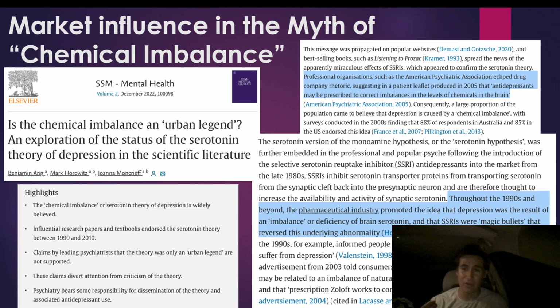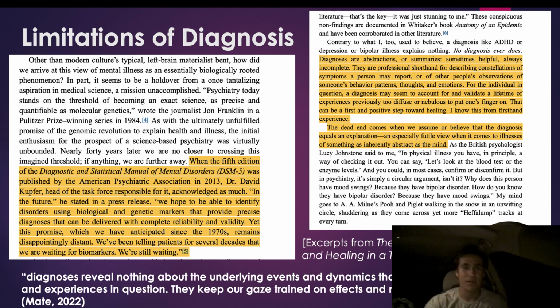But they echoed drug company or corporate rhetoric, suggesting in a patient leaflet produced in 2005 that antidepressants may be prescribed to correct imbalances in the levels of chemicals in the brain. So, I'm going to go back here for just a moment. And I want to read the APA spokesperson, whatever, task force of the DSM-5.